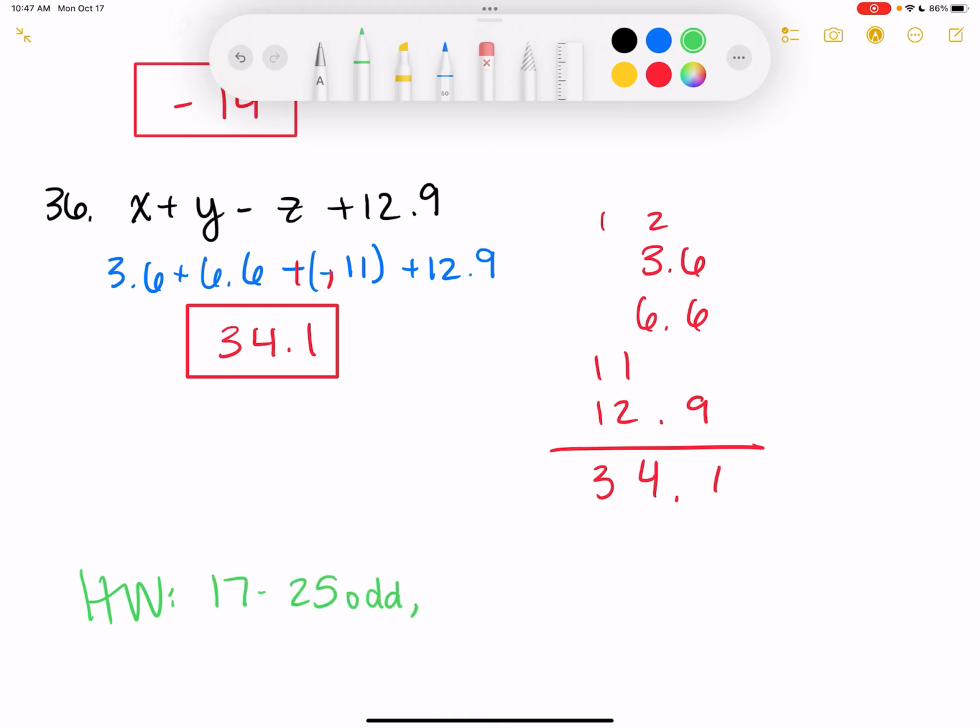17 through 25 odd, and then 33, 35, and 37.